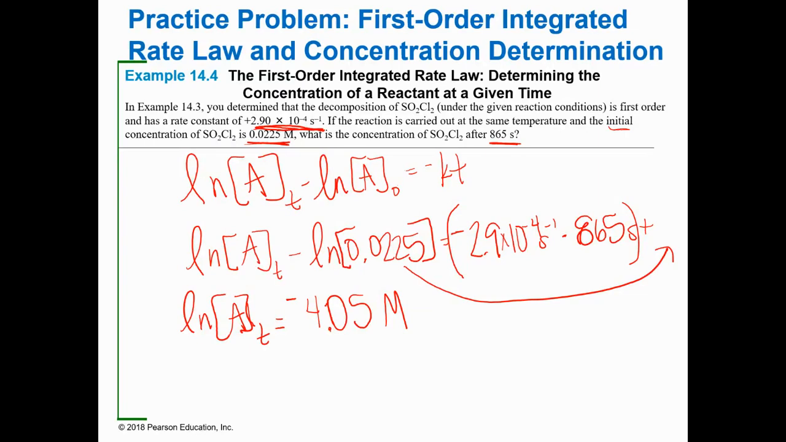Okay, to get rid of ln, you need to use the e to the x function on your calculator, and that cancels out ln. So I do second ln, I don't know what your calculator says, so I get that At, which is at that specific time, 0.0175 molar. Okay, so the molarity of our SO2Cl2 at 865 seconds is 0.0175 molar.